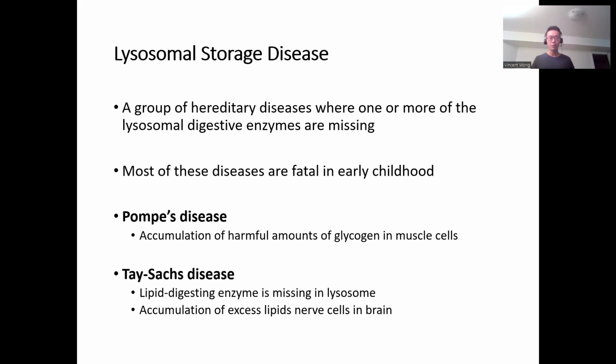The second one is called Tay-Sachs disease. You might have heard of this. This is one of the things that they screen for in prenatal screening. It is a situation where the enzyme that is responsible for breaking down lipids is missing in the lysosome, and that causes the lipids to build up excessively in the brain cells, which interferes with brain development. So there is a whole list of them. If you search up lysosomal storage disease, Wikipedia will show you a whole list, like 28 of them or something like that.